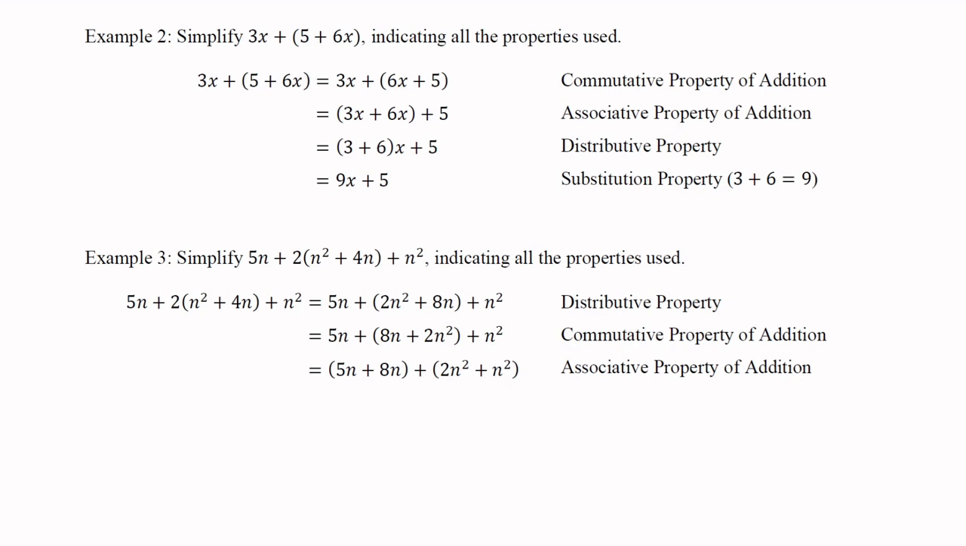That puts our 5n plus 8n together and our 2n squared plus n squared together. So this is essentially combining our like terms or grouping our like terms using the associative property. And then finally, we're going to use the distributive property and substitution property to finish out our simplification.